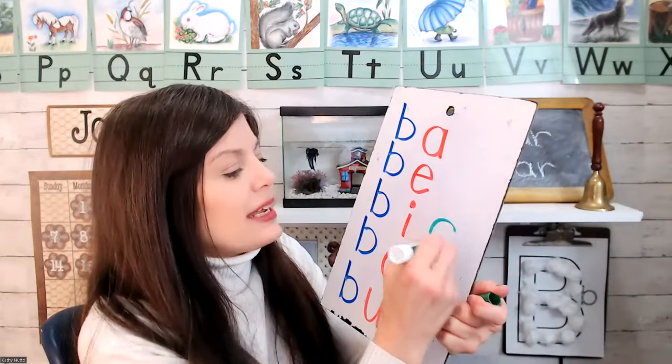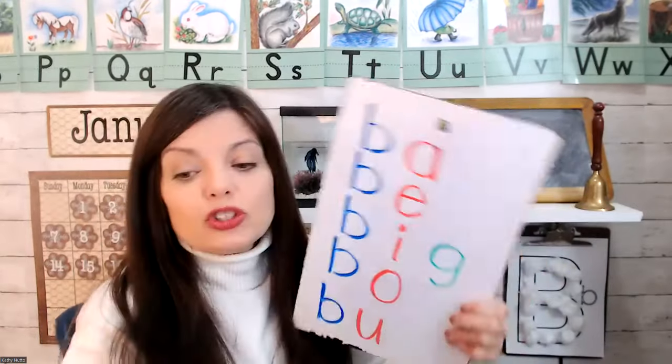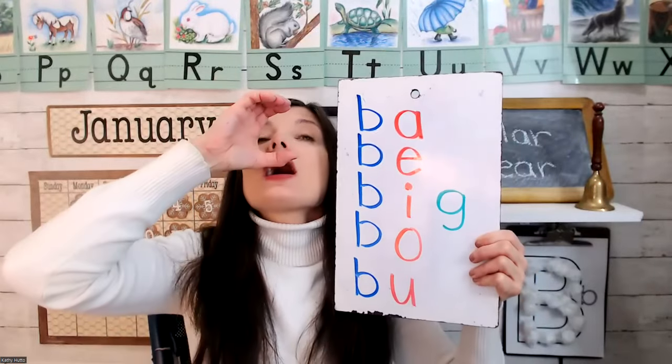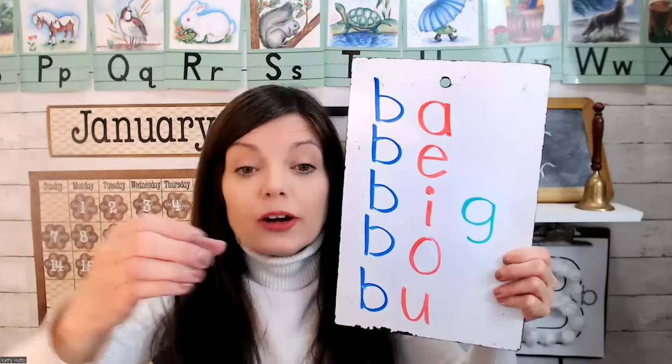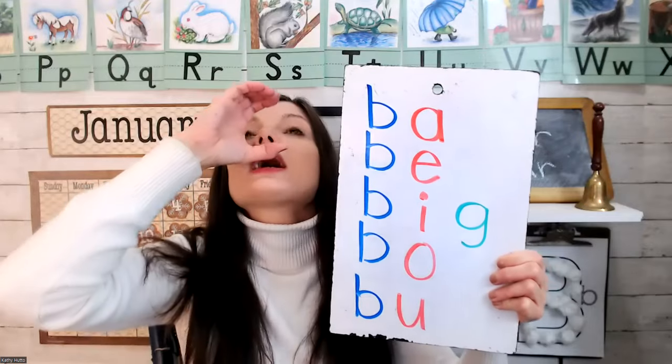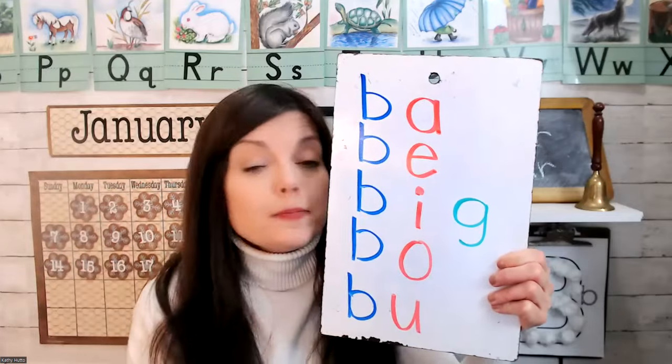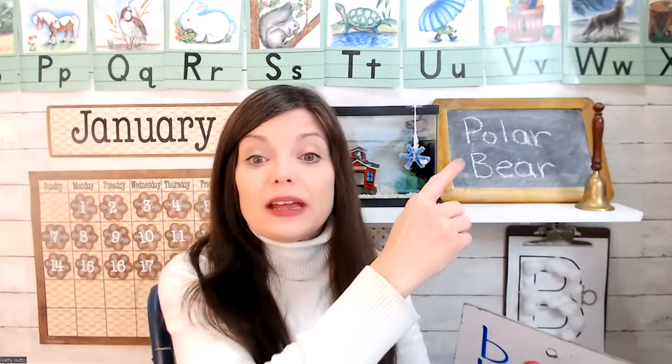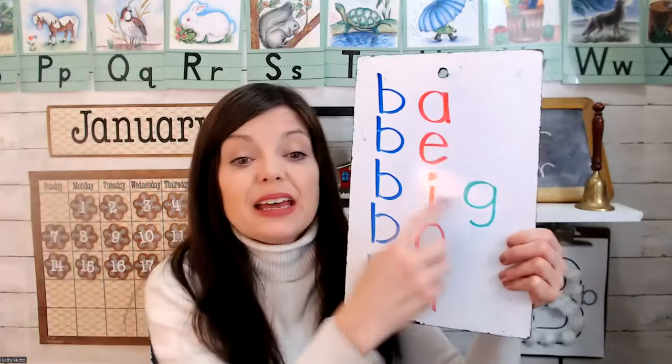Let's put a letter G at the end. Letter G sounds like this, g, g, g, g, like gulping water. Big, big, big. A polar bear is really big.